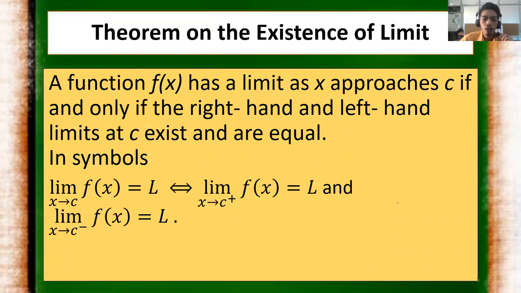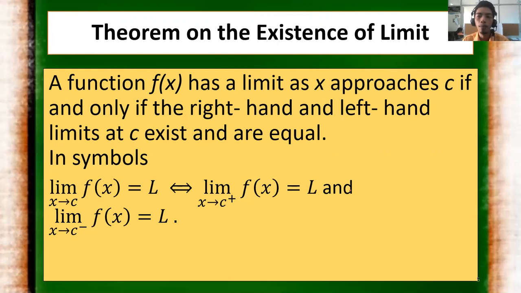Okay, so what is the theorem on the existence of limits? A function f of x has a limit as x approaches c if and only if the right hand and left hand limits at c exist and are equal. In symbols, if we have the limit of f of x as x approaches c, it must be that the limit of f of x as x approaches c from the right is equal to the limit of f of x as x approaches c from the left.